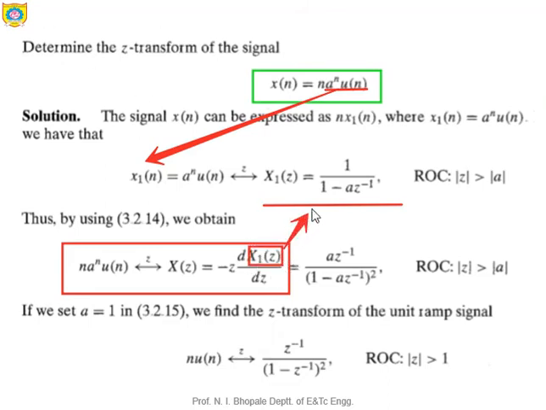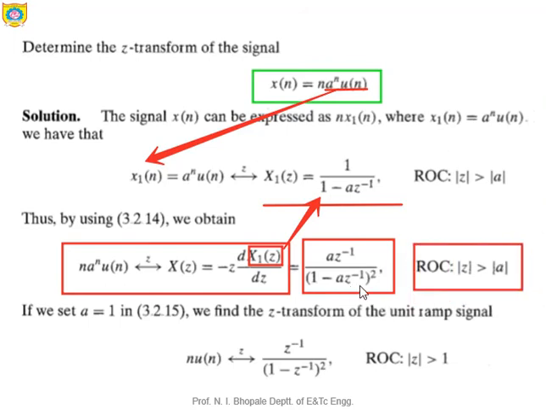So see here, this is x1 of z, 1 upon 1 minus a z inverse, or this can be written as z by z minus a. So once we obtain x1 of z, take its derivative with respect to z, and after that multiply it by minus z. It will result in the quantity a z inverse by 1 minus a z inverse raised to 2, and obviously mod z greater than mod a is the ROC for this case.